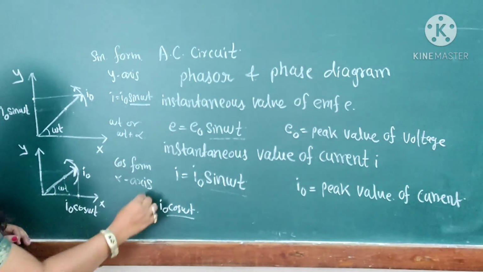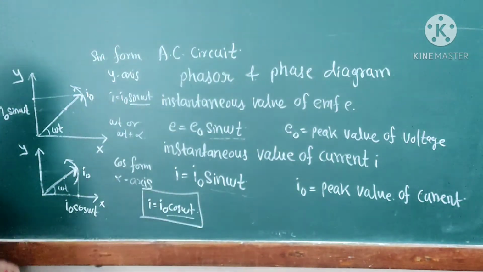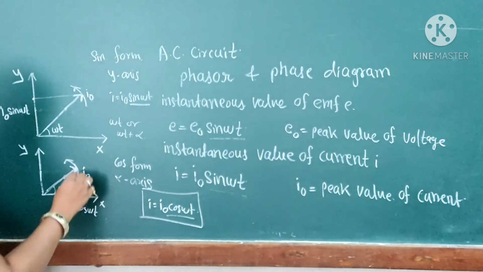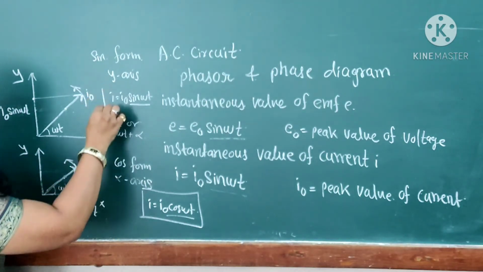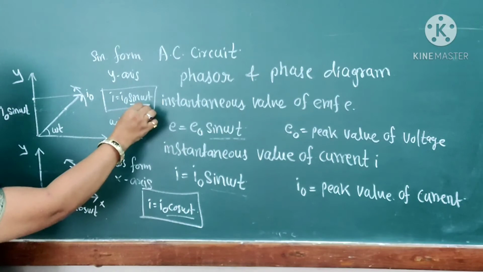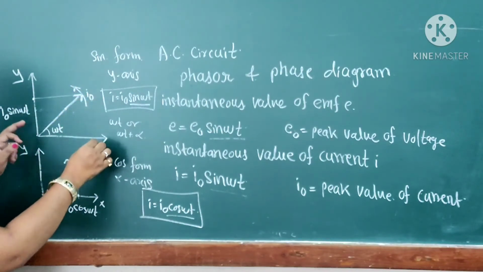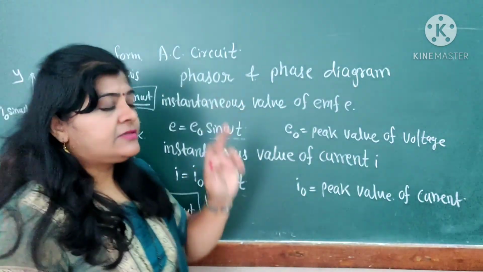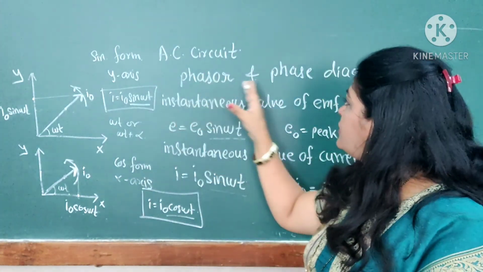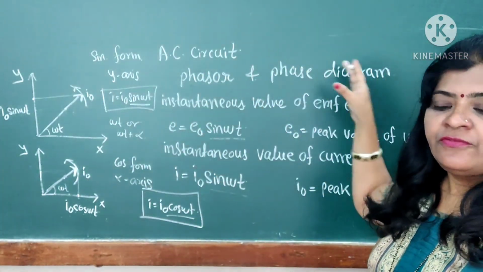So two important points are there. If the function is a cos function, take the projection on the x-axis. If the function is a sine function, take the projection on the y-axis. This is the explanation for the phasor and phase diagram.